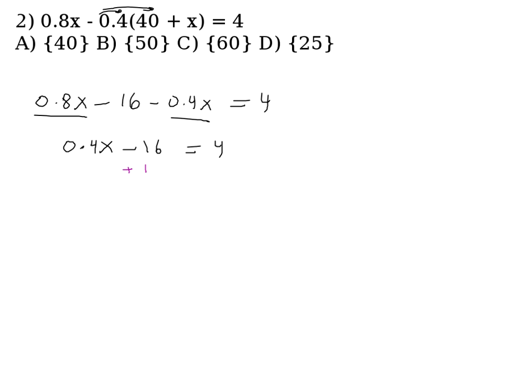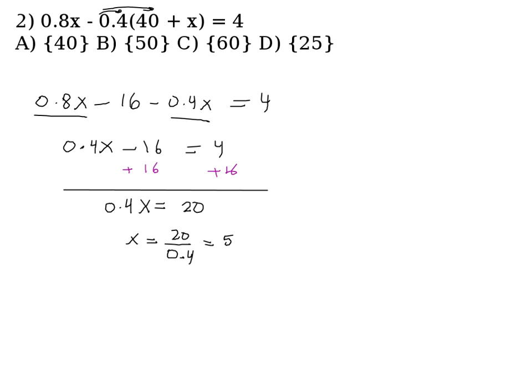So we're going to add 16 to both sides of the equation. So here we get 0.4x is equal to what? 20. So x would be equal to 20 divided by 0.4. So what is 20 divided by 0.4? Again, you can use a calculator or divide, you get 50. So it looks like the correct answer here would be B.